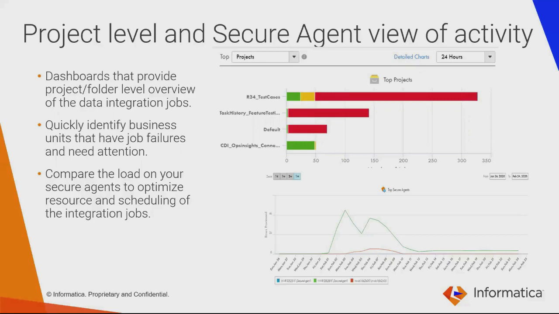Another thing that we added was the capability to identify jobs at a secure agent level. Earlier it was at a runtime level. Now we have increased the granularity to be able to compare the loads and see the jobs that are being executed at a secure agent level in your org. So you can now compare, you can see how your resources are being utilized, and you can take these as inputs for optimizing the resources and scheduling your data integration jobs as well.